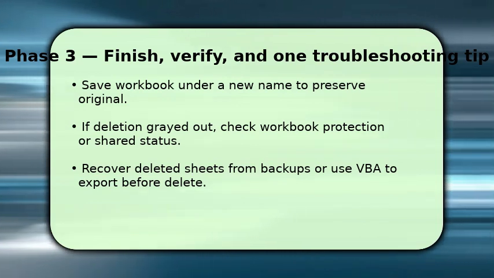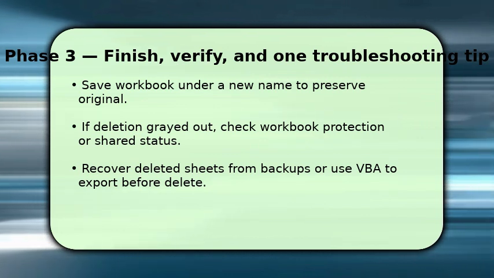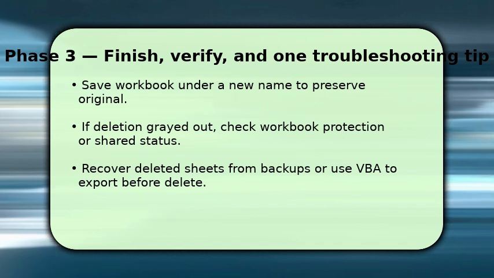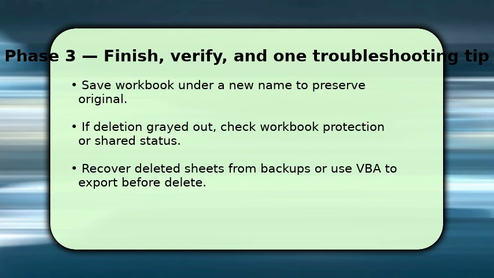If Delete is grayed out, make sure the workbook isn't shared and that structure protection is disabled. Go to Review to verify. If something goes wrong, stop. Do not close without saving a copy. You can recover lost sheets from backups, or, if you exported sheets with VBA earlier, restore from those files.